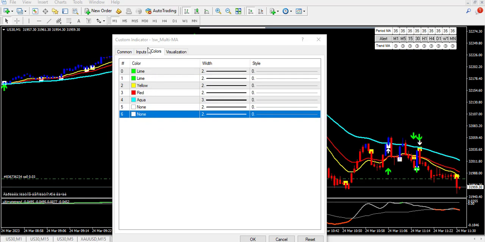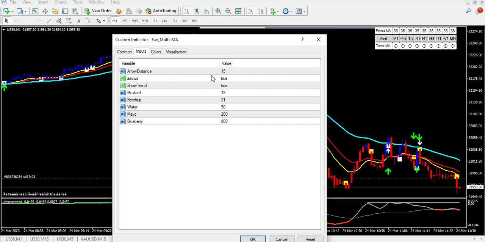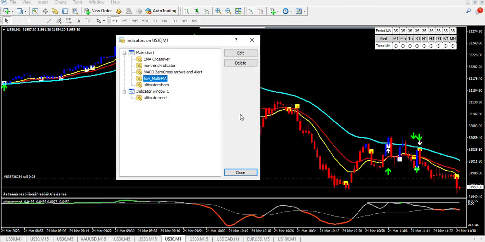And the next input is this. These are the inputs I use for this indicator. Also, the arrow distance is 15. Just pause it and enter the value. The other MAs that you do not see on the chart are this 200 and 800, since I do not need them. Click OK when you are done.